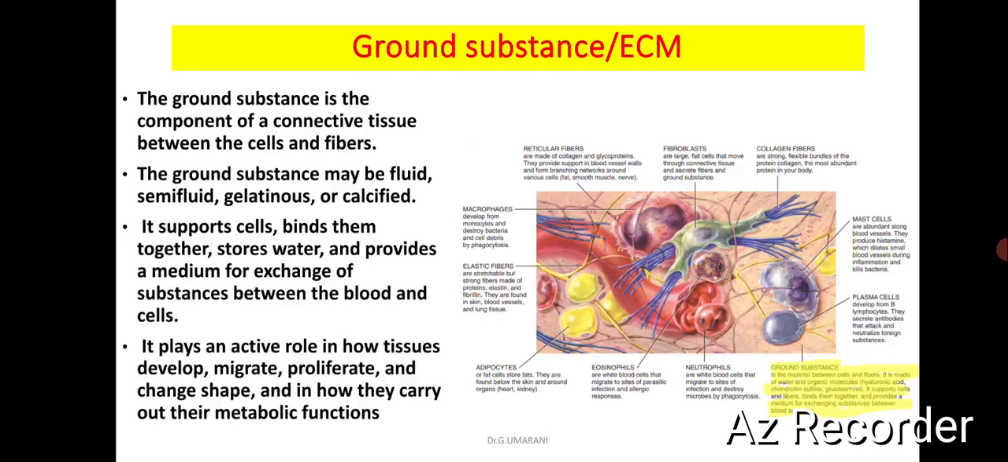The ground substance is a component of connective tissue. It is present between cells and fibers. The ground substance may be fluid, semi-fluid, gelatinous or calcified. It supports the cells and binds them together, and it stores water and provides a medium for exchange of substances between blood and cells. It plays a vital role in how tissues develop, migrate, proliferate and change shape, and how they carry out their metabolic functions.